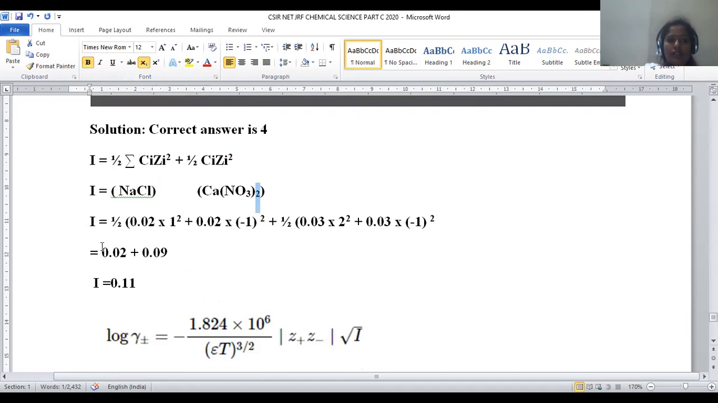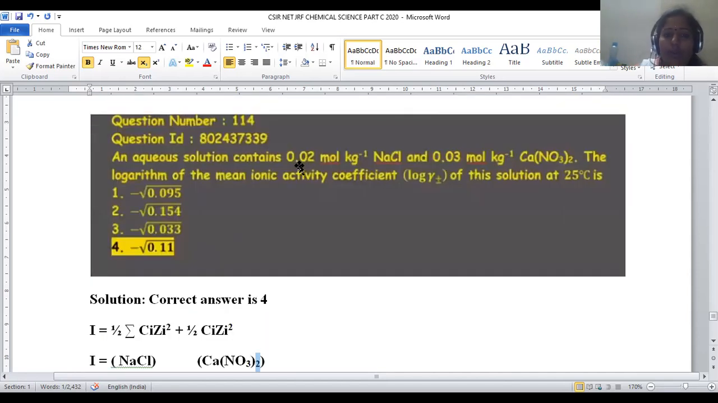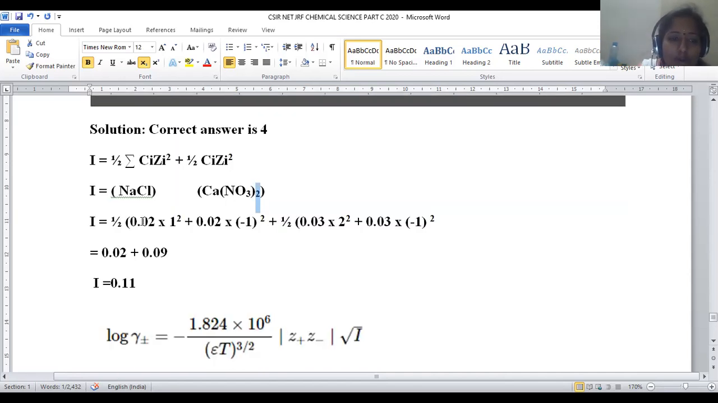So the ionic strength I is equal to half into sigma, which means this is applicable to both the salts provided in the problem. Let us apply it first for sodium chloride. Here half into its concentration, 0.02, for sodium chloride, right? 0.02 into 1 square. What is the valency of sodium chloride? It will be 1 only, plus 1 and minus 1. That's why its charge will be 1 only.